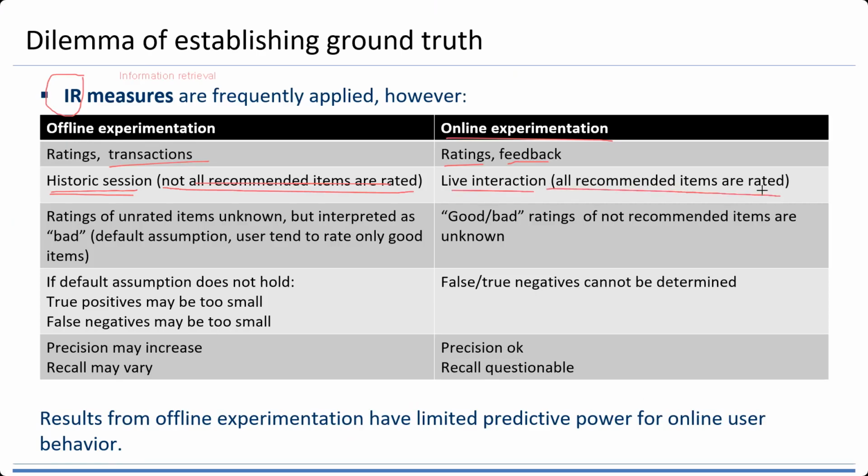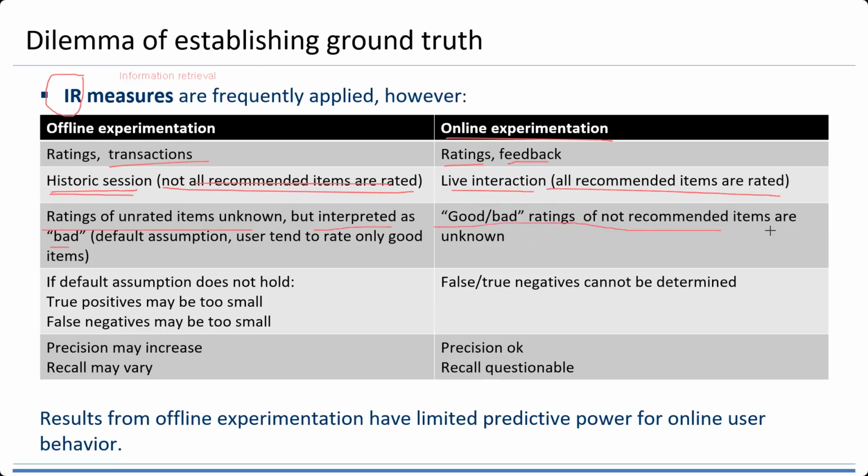So for example, now you know about live streaming. In live streaming, you can see a lot of comments and directly they have the rating. So in that case, it's the live interaction. Rating of unrated items is known but interpreted as bad. So that may happen. We have no rating, but in the algorithm, it is mentioned as not recommended items.